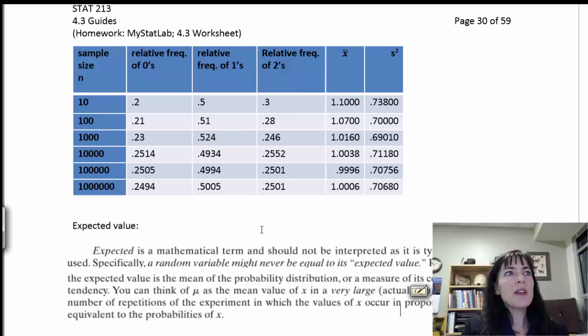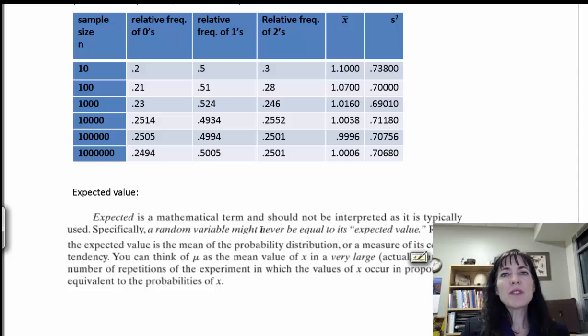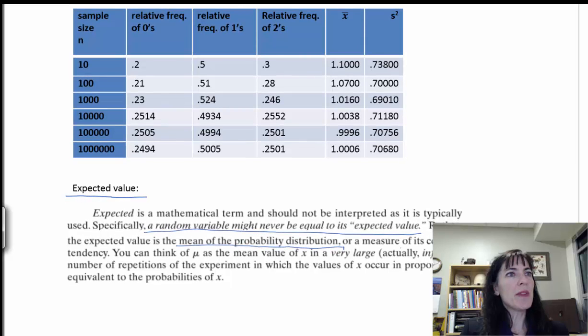Okay, let's look down here for a second. We use the term expected value quite frequently when we're talking about probabilities, and it's a mathematical term. It's not the same as our English usage of the word expected, like, oh well, I expected you to come at 3 but you didn't. What it means is that a random variable might never equal its expected value, but the expected value is the mean of the probability distribution, or a measure of its central tendency.